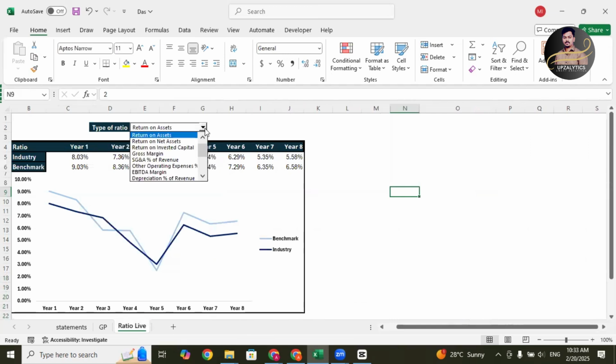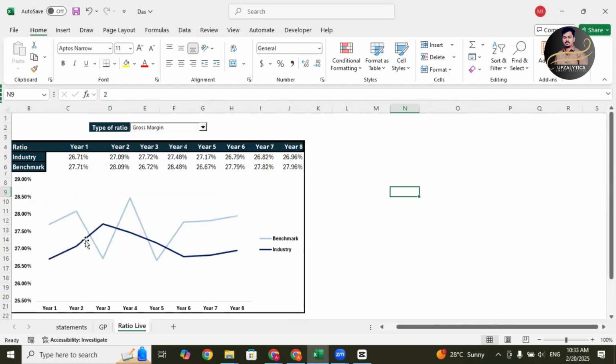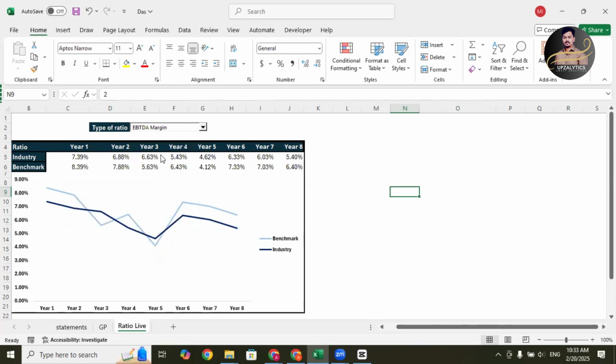When it comes to our explanation side, we can see the types of ratios we have seen previously. Let's move forward to our first ratio. This is our gross profit margin. We can see and understand how our industry margin is when compared to the benchmark. So it's relatively volatile. Now, another thing, we have the EBITDA related margin, and also we can see the net profit margin.